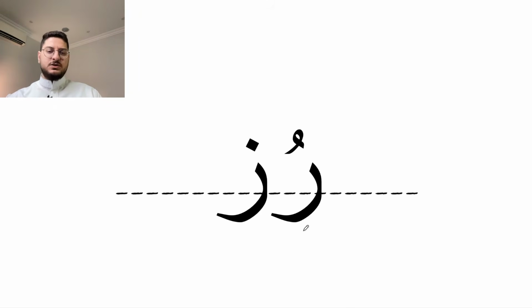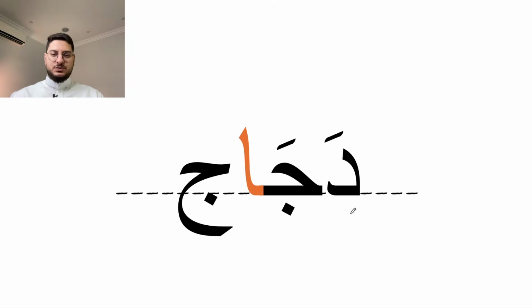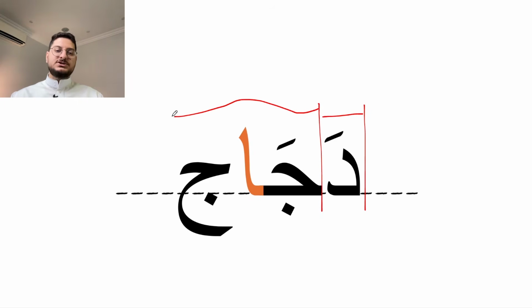So let's look at this word. I see 1 dhamma, so it's only 1 syllable, and this is ru, and then z, ruz, and ruz means rice. Notice how they are not connected. Now let's look at this word. We have a fatha in here, and we have another fatha in there, 2 syllables. So the first letter is da, and the second syllable is jaj. Now notice how the da is not connected to the ja.